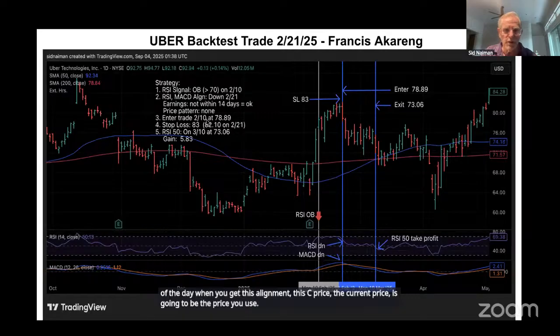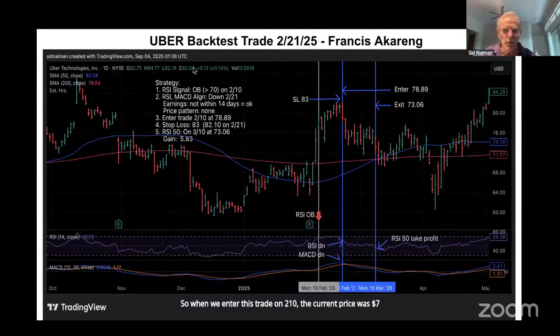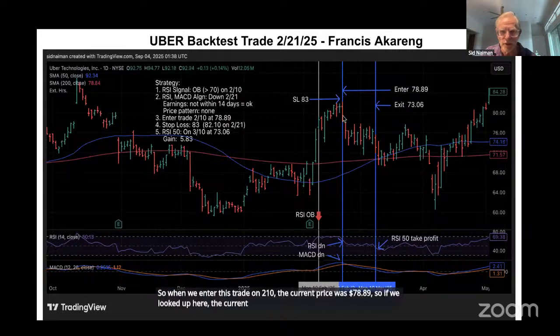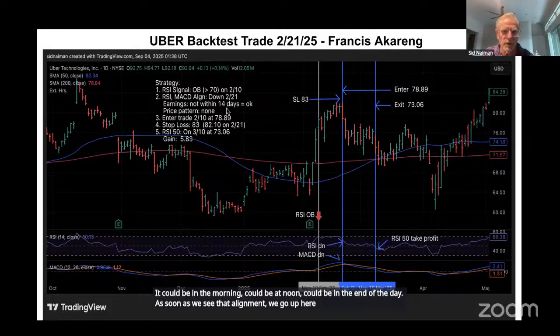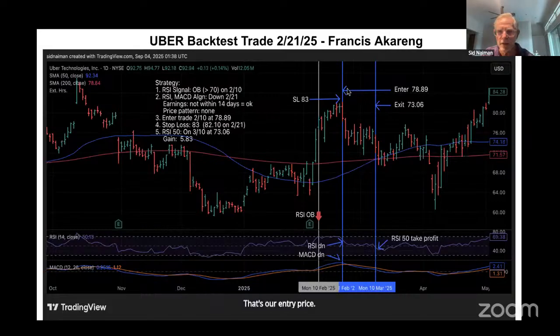So when we enter this trade on 2/21, the current price was 78.89. If we look up here, the current price on this date at the time we saw the alignment, it could be in the morning, could be at noon, could be the end of the day. As soon as we see that alignment, we go up here, take that price and say, that's our entry. That's our entry price, 78.89 on this date.